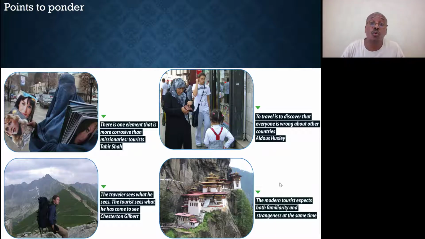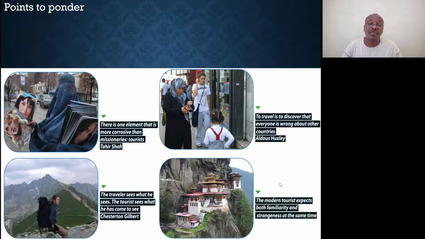Now, points to ponder. Let's think deeply about these quotes. The first one, and take a look at the picture. What a contrast, right? There is one element that is more corrosive than missionaries: tourists. What do you think, guys? In what ways do you think tourists can be more corrosive than missionaries?